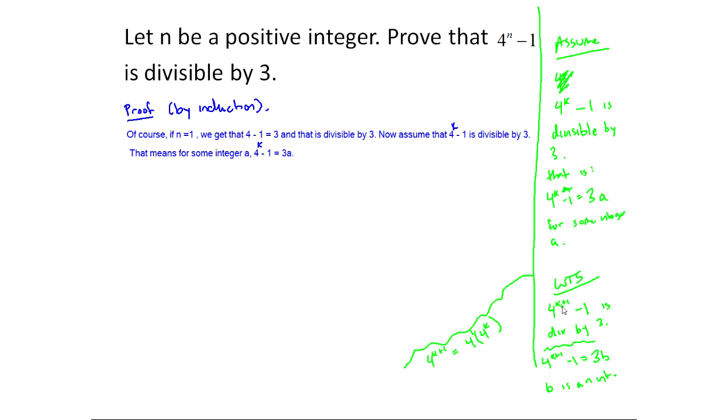To get to the 4 to the k plus 1, I need to multiply that by 4, right? So I need to multiply by 4. Why don't I just see what happens when I do that? Now, that would typically be for scratch work, but since I know it's going to work, I'm going to do that. So I'm going to multiply by 4, and I'm going to tell my readers that that's what I'm doing. So I'm going to say, okay, multiplying by 4.